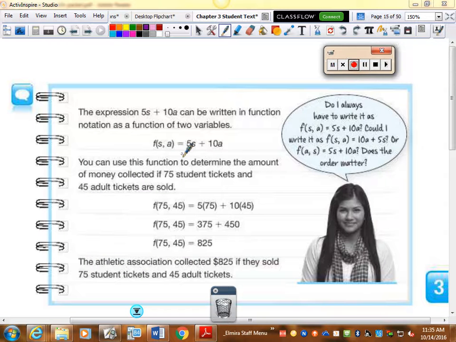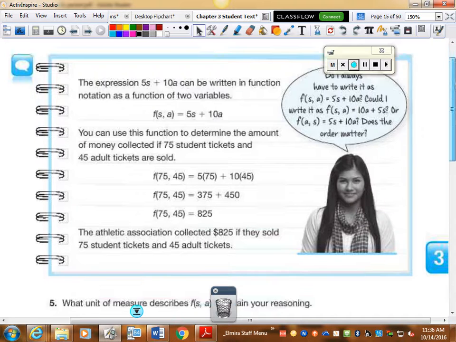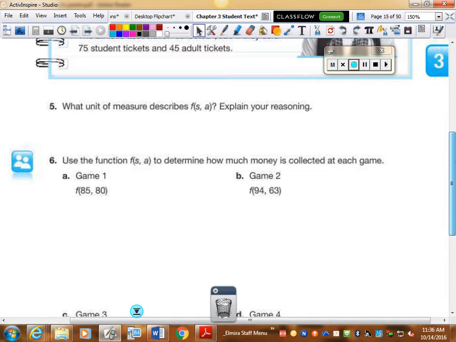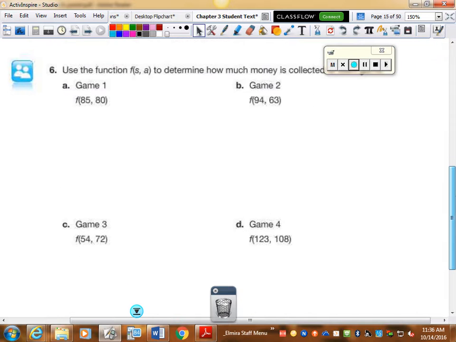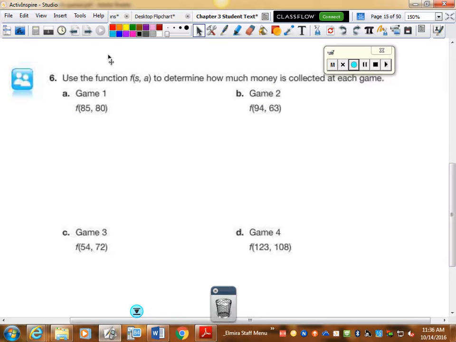Guys, the next part in your book shows f of s comma a. I'm going to tell you that in 15 years I have never ever seen that notation for standard form to put an F of in front of it. I get it, I understand it, but it's not really anything we're going to use. Okay, so problem 6 is just subbing in more times. I don't think we need to do that.